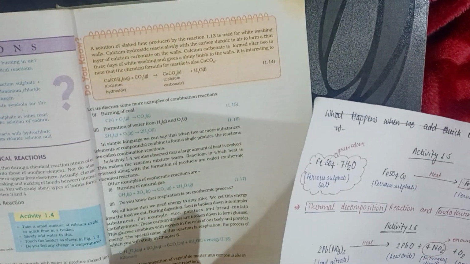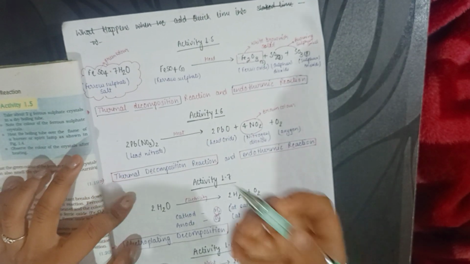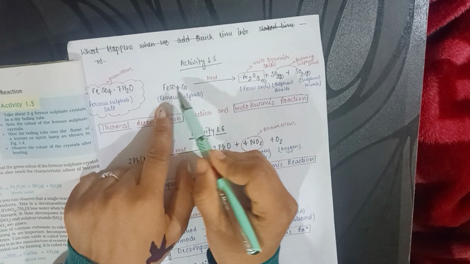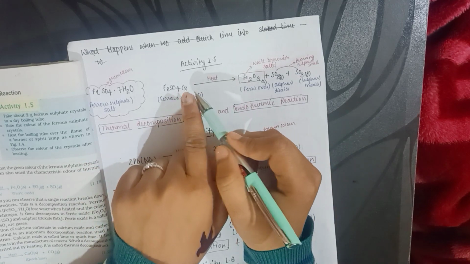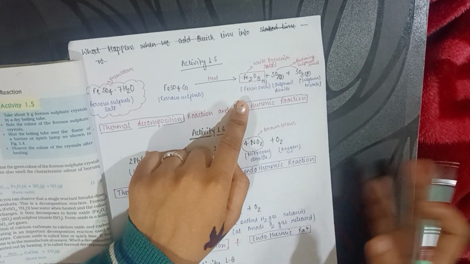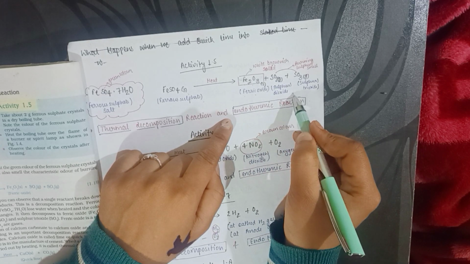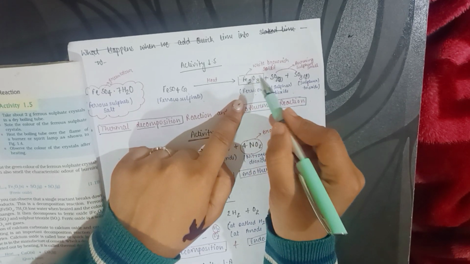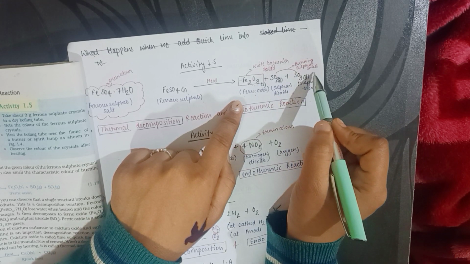Now we are going to discuss activity 1.5. Here we take 2 grams of ferrous sulfate crystals. The formula of ferrous sulfate is FeSO4. When we heat or boil it in a test tube, it gives ferric oxide Fe2O3, SO2 sulfur dioxide and SO3 sulfur trioxide. Fe2O3 is brownish in color, and SO2 and SO3 have a burning sulfur smell.